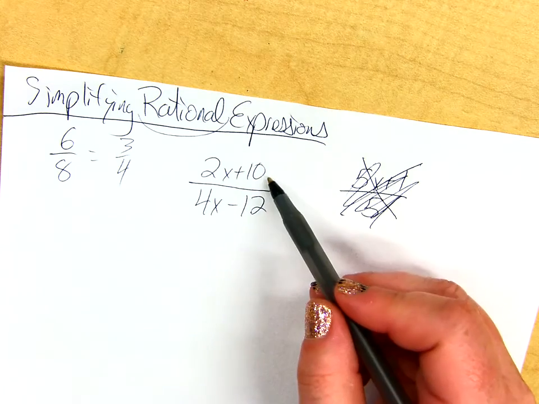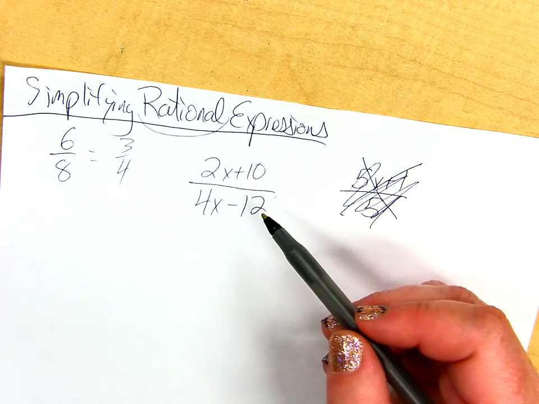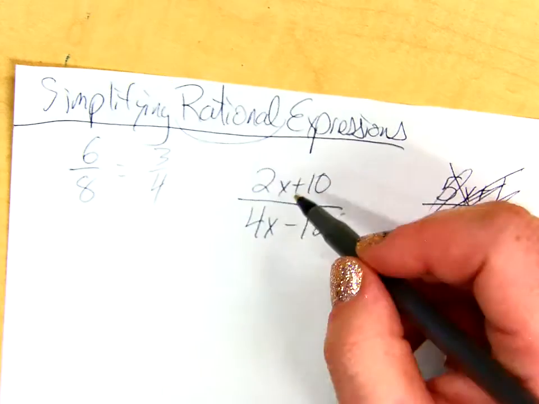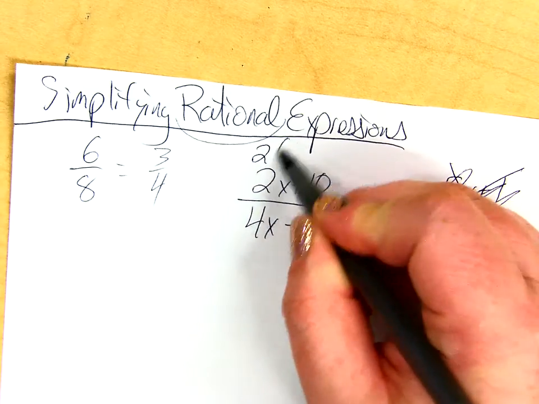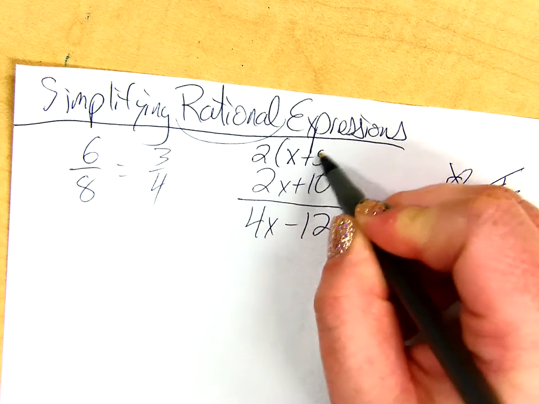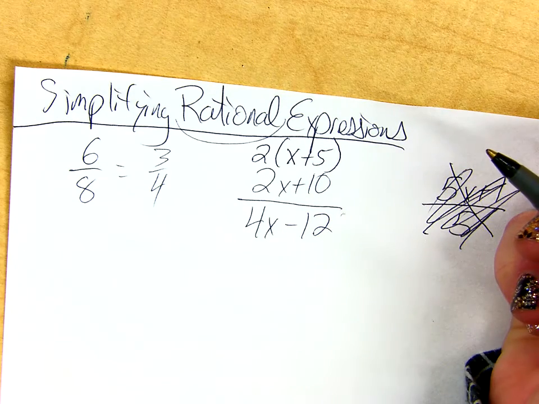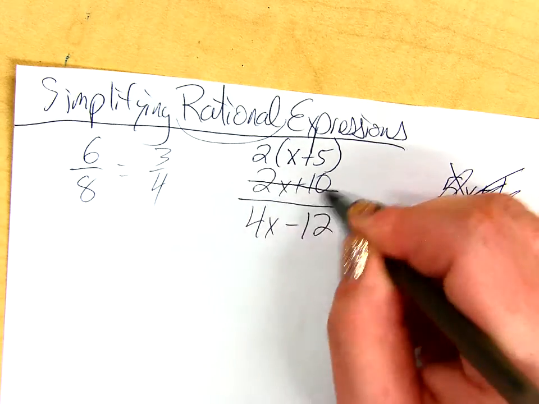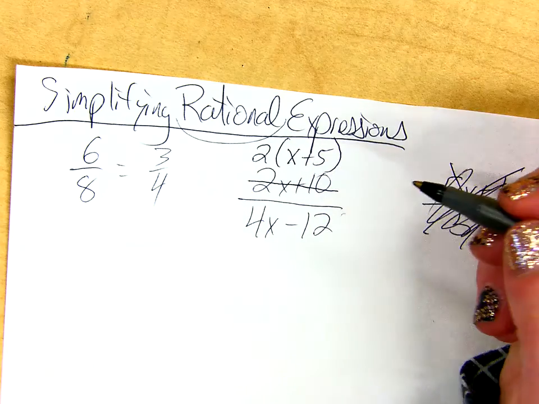So, if I look at the top here, couldn't I factor out a 2? If you take a look at that top expression, I can factor out a 2. So let's do that. I'll take out a 2 and I'd have x plus 5 left. Does everybody agree? Yeah? So, I'm done with this. I just pulled out that 2.